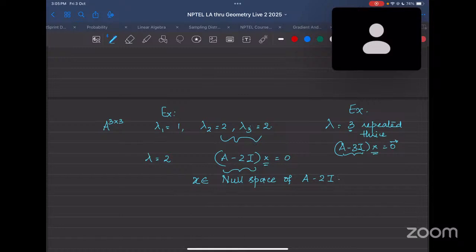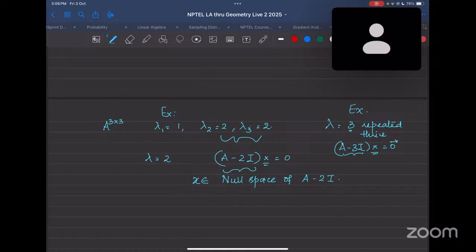Is that clear? Now, if it is a rank deficient matrix, that means the null space of that matrix, A minus 2I, is not going to be a zero-dimensional null space. Are you getting it? It won't be zero. So it can only be either a one-dimensional, two-dimensional, or three-dimensional subspace. Is that clear? Yes, the null space of it, right?